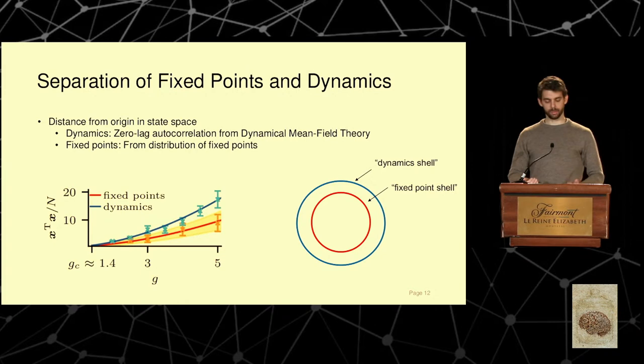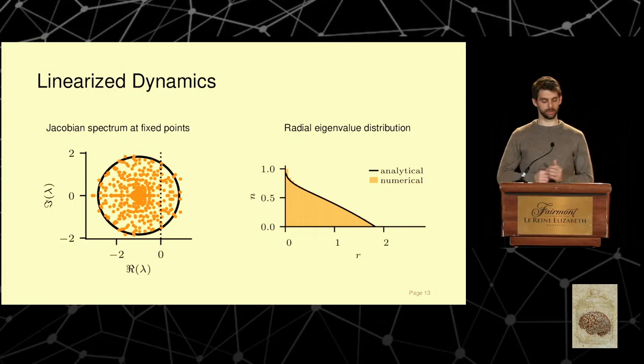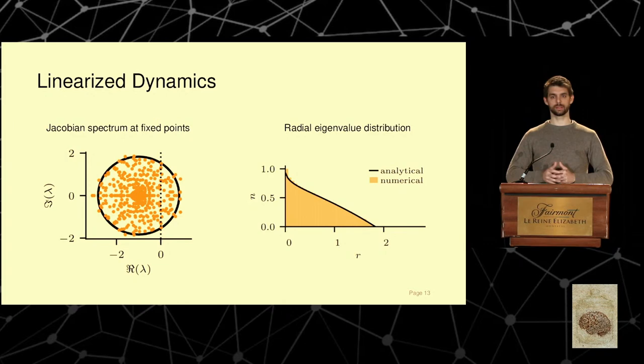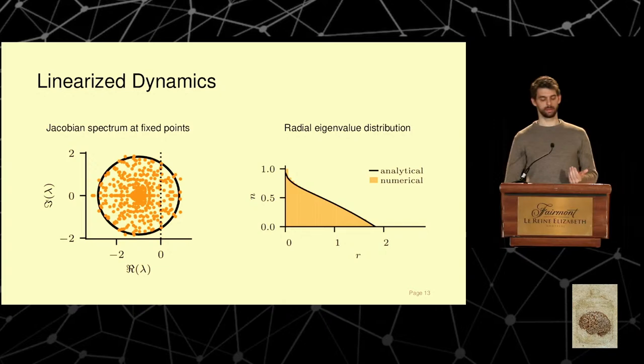So at this point, let me take a step back because I think here we really achieved a more global understanding of the system. Dynamical mean field theory gives rise to a deep understanding of the dynamics, and here we can complement this with the structure of the state space, with the distribution of fixed points in state space. Of course, having the fixed points, we can go one step further and look at the linearized dynamics. I only want to point this out quickly: we can look at the local properties of the dynamics at the fixed points, which are encoded in the Jacobian. We can get the eigenvalues of the Jacobian, their radius, their radial distribution, and this gives rise to further possibilities to analyze the dynamics. So with this, let me take a step back and summarize.